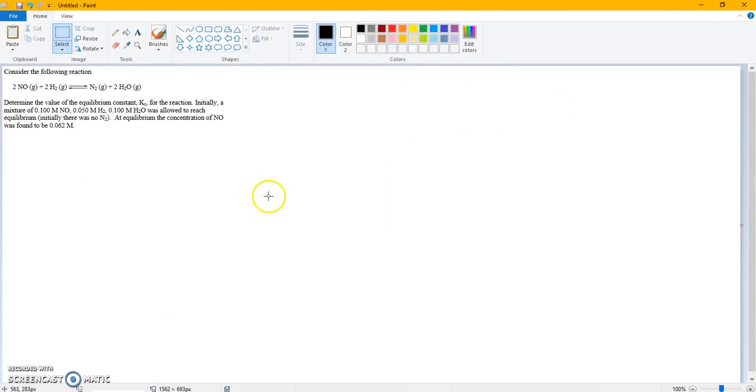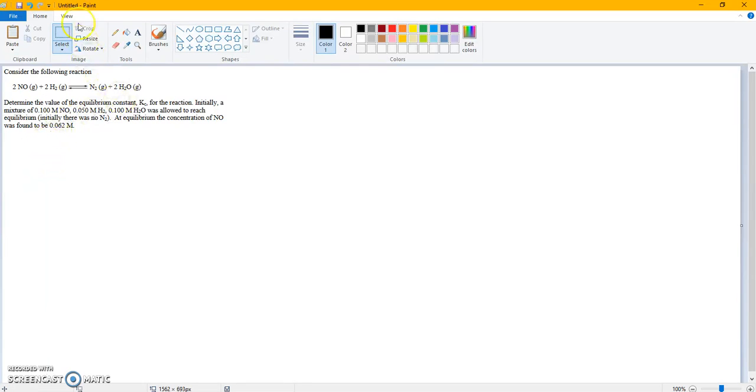Okay, so new question. Consider the following reaction. 2NO plus 2H2 goes to N2 plus 2H2O. Determine the value of the equilibrium constant for the following reaction. Initially, a mixture of this, and this was allowed to reach equilibrium. Initially, there was no N2. At equilibrium, the concentration of NO was found to be this. Alright, so here we go.